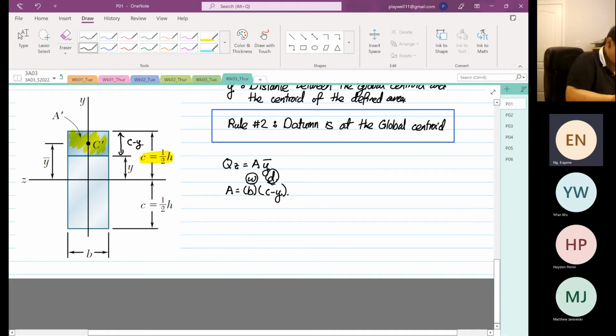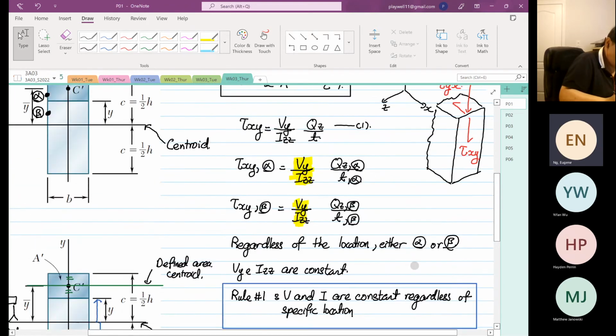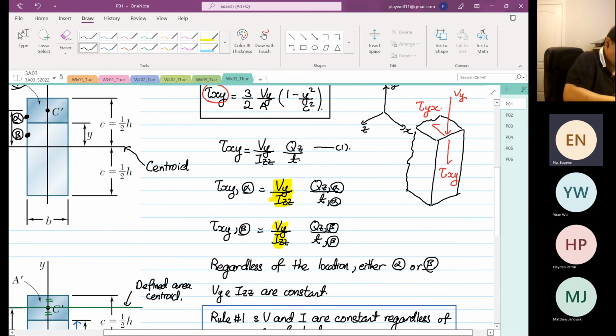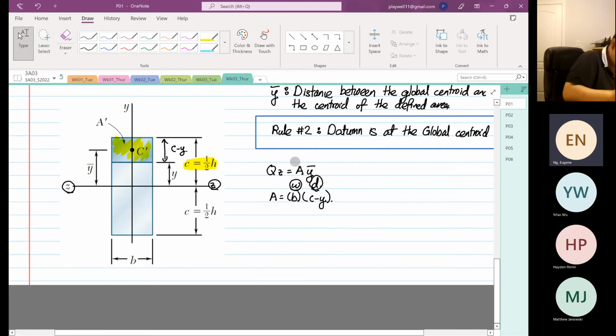As I did explain before last week, okay, the axis of interest is ZZ, right? The axis of interest is ZZ. So if we look at our equation number 1, we have Vy over what? IZZ. So ZZ is the axis of interest. Anything that's parallel is known as our width. Anything that's perpendicular is known as our depth. Same like bending moment. Okay, we did not change anything.